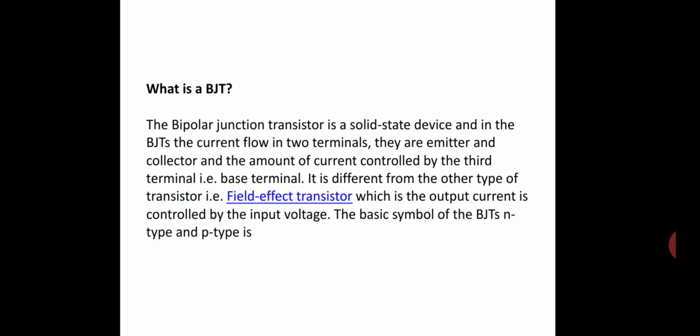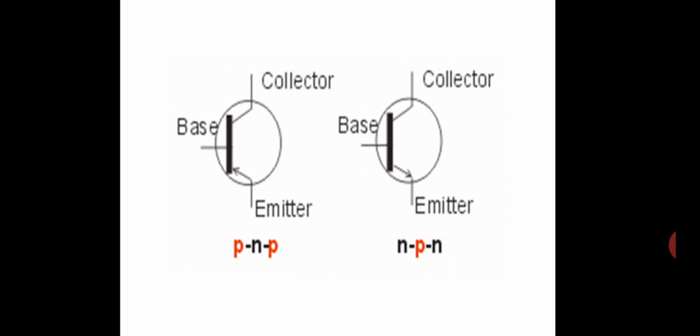So, what is BJT? The bipolar junction transistor is a solid state device, and in the BJT the current flows in two terminals, the emitter and collector, and the amount of current is controlled by the third terminal, the base terminal. It is different from the other type of transistor, the field effect transistor, in which the output current is controlled by the input voltage.